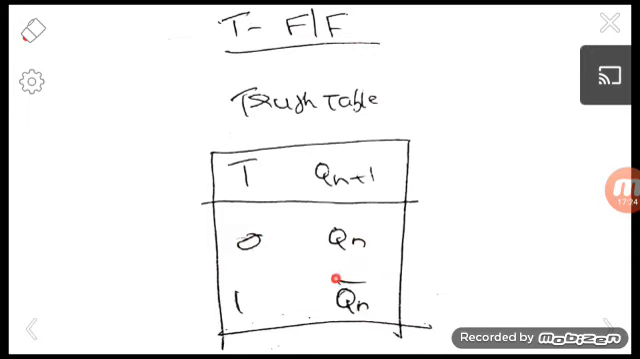That is the toggle condition. So that's about our 4 types of flip flops, that is SR, D, JK and T flip flops.